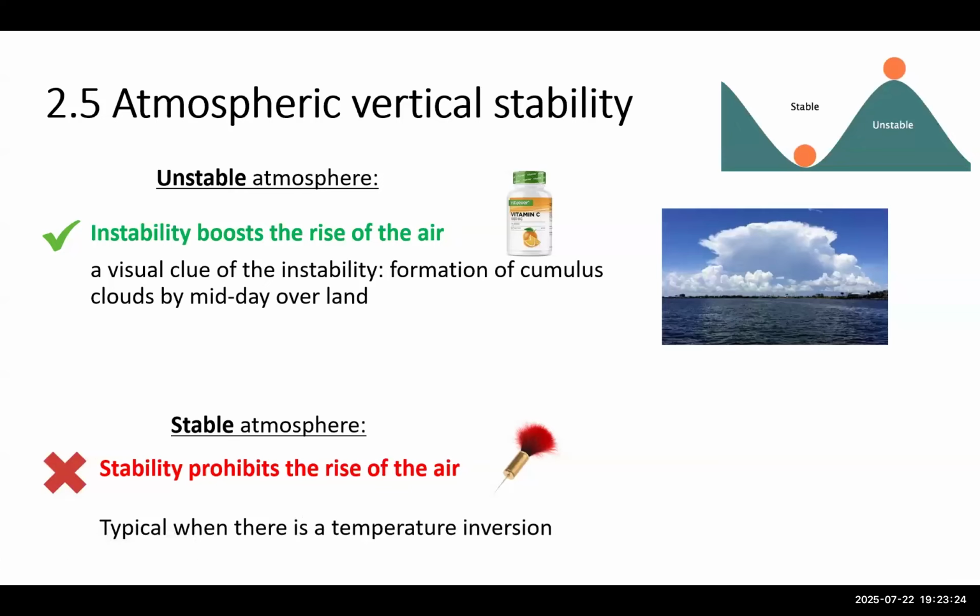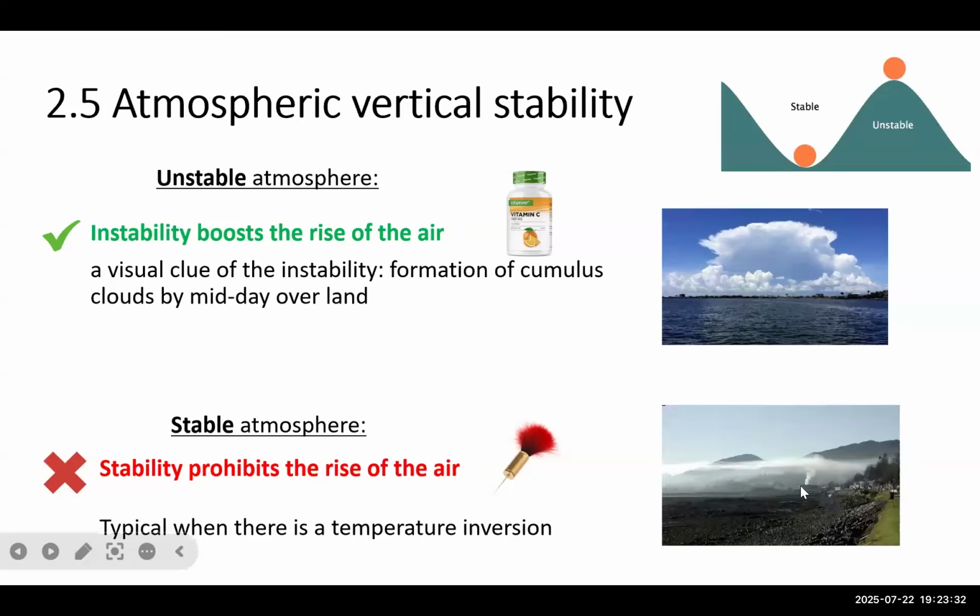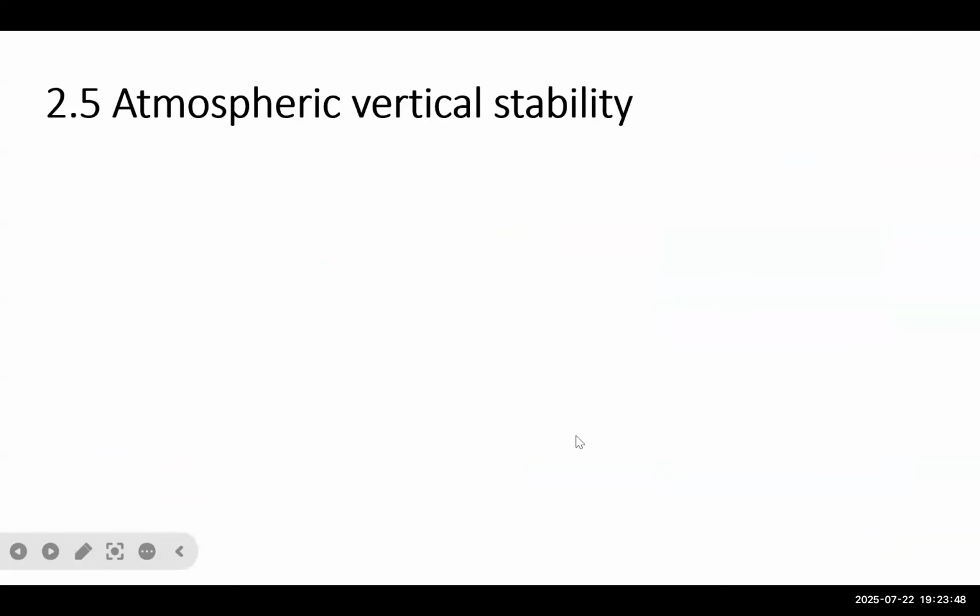An example, typically, is when there is a temperature inversion in the atmosphere, this is very stable. So here is a picture. Somebody is making a fire. The fire helps the air to rise, but it hits a stable atmosphere and the air cannot go further up. It's just a ceiling because of this very stable air.